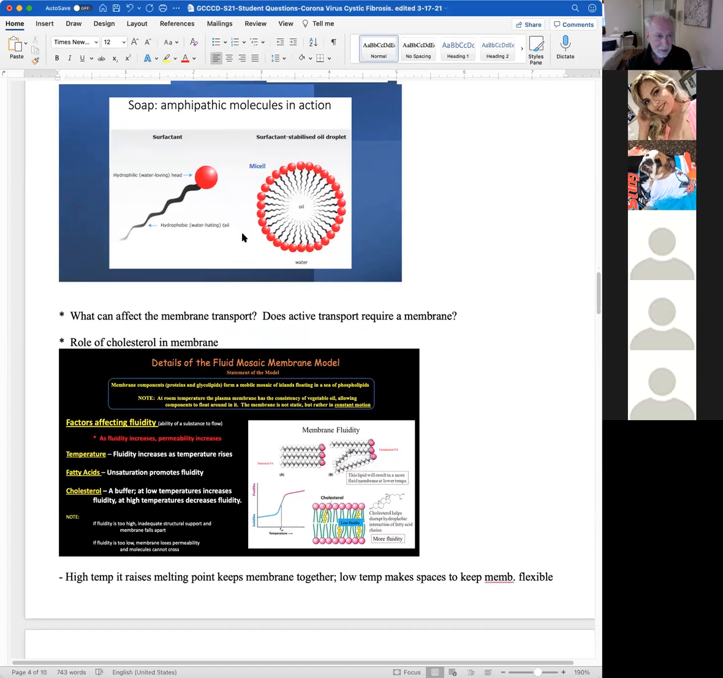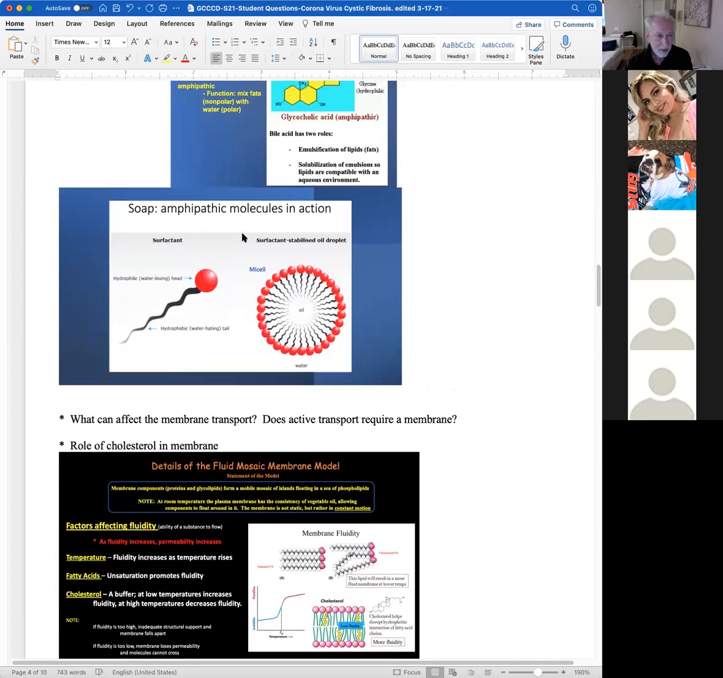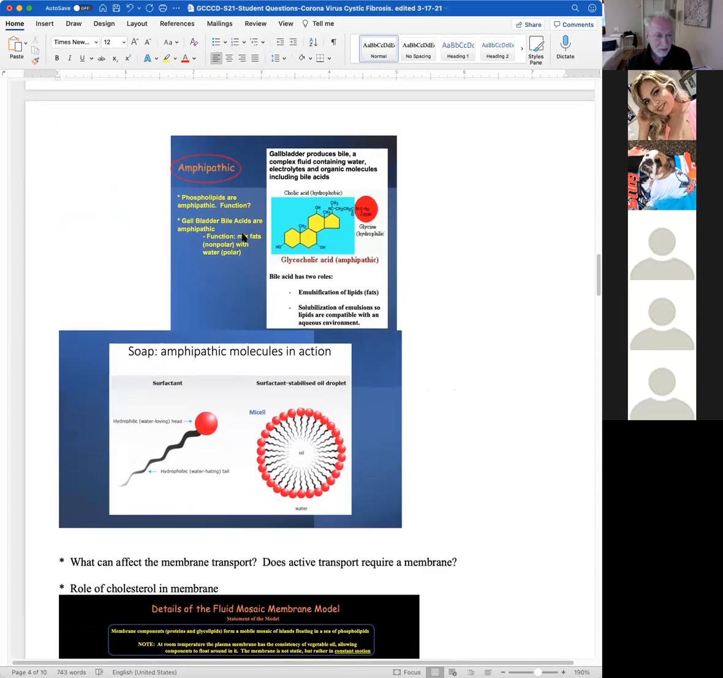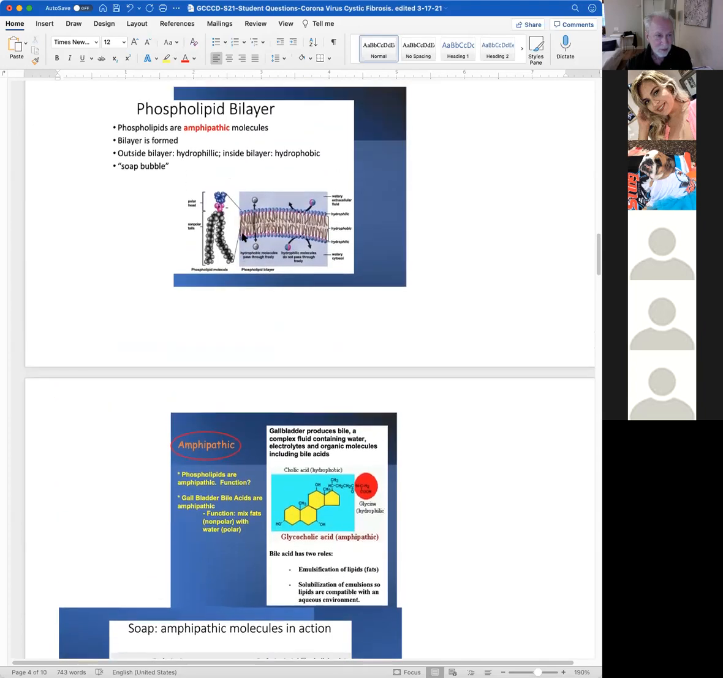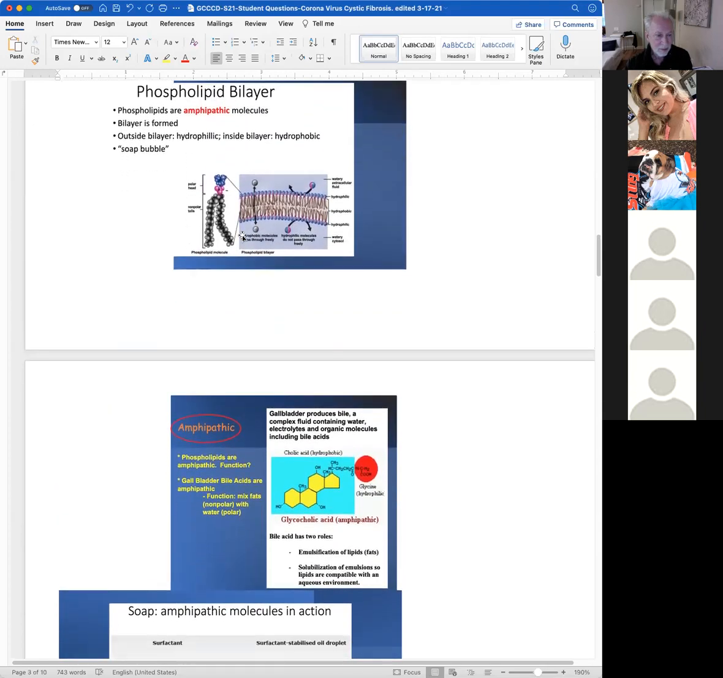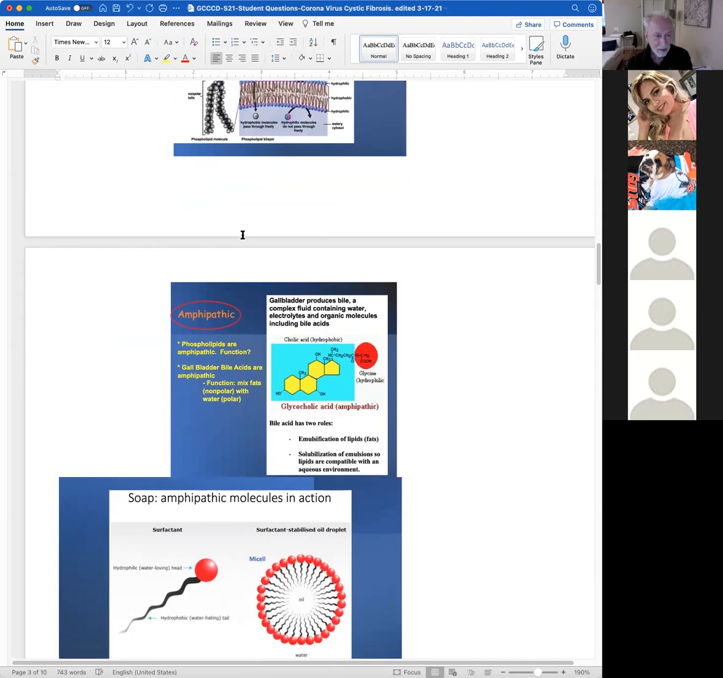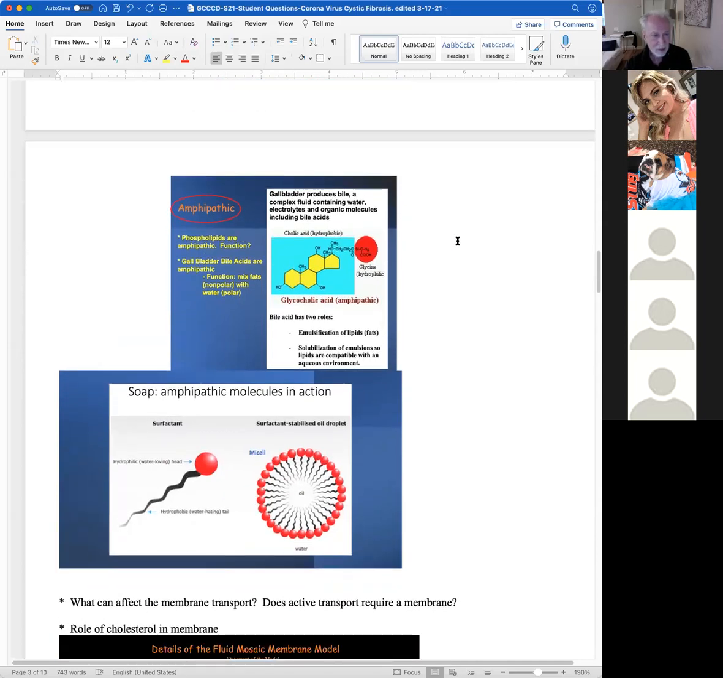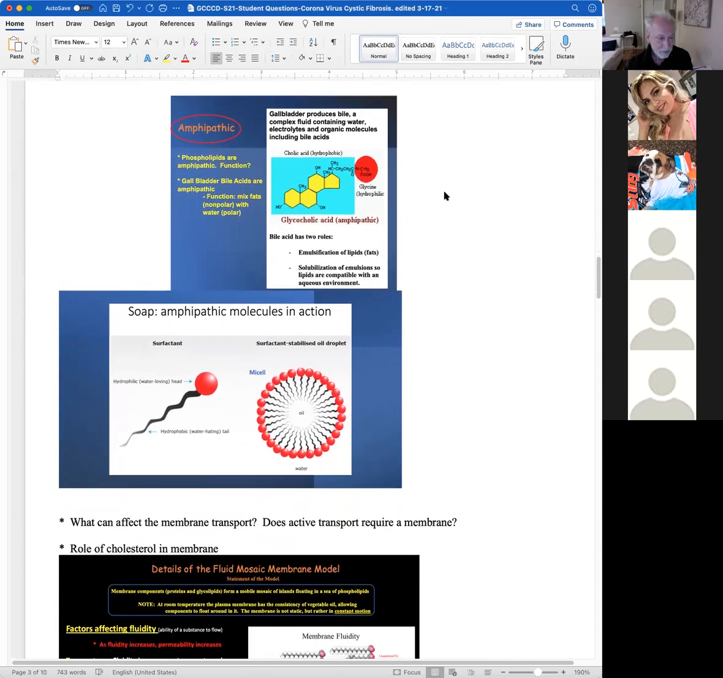Okay, so amphipathic is clear to everybody. 3 different examples of amphipathic molecules and the function of each. It's always important when you know the structure to also know the function.